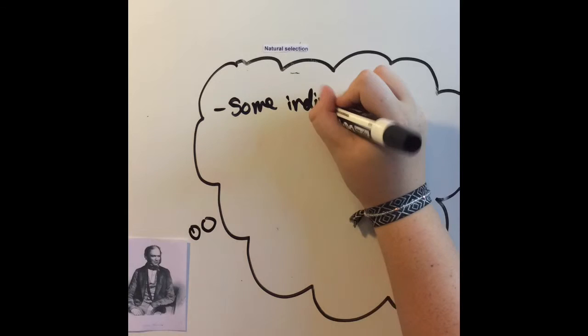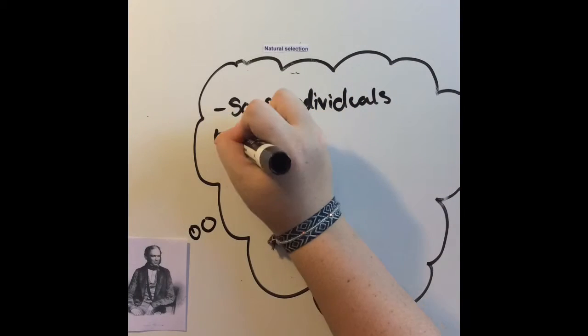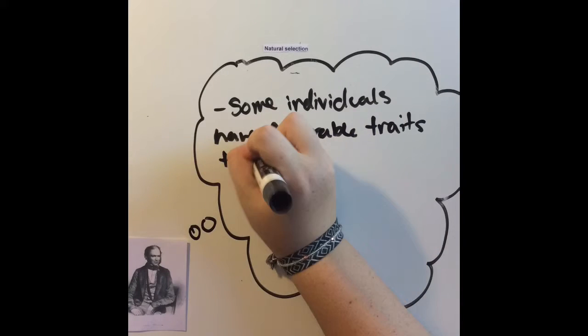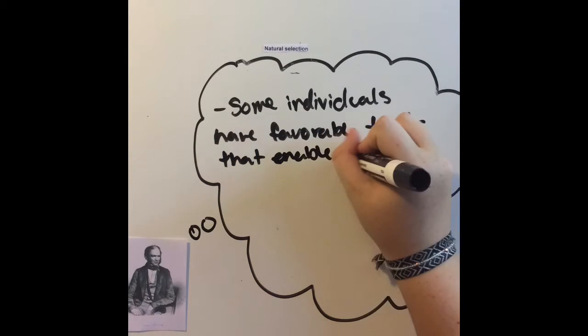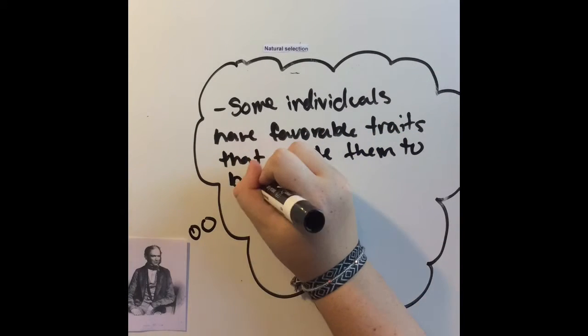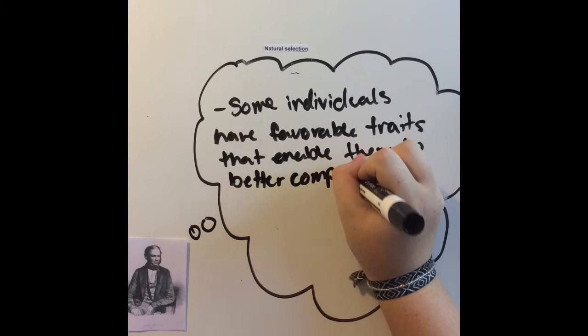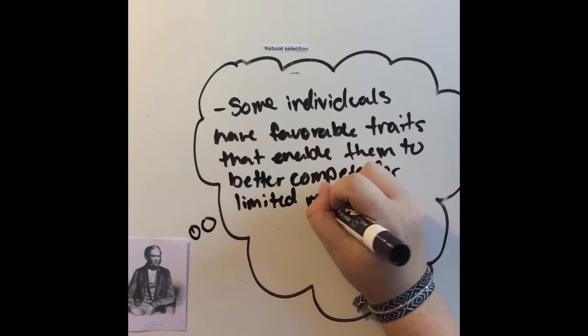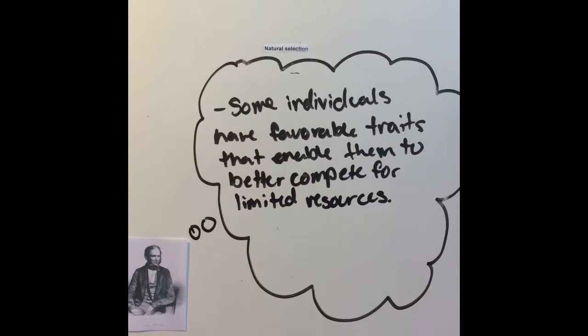Some individuals have favorable traits that enable them to better compete for limited resources. These, quote, fitter individuals acquire more resources than individuals with less favorable traits and are able to have more offspring, a capability that Darwin calls differential reproductive success. What determines fitness varies for different populations.